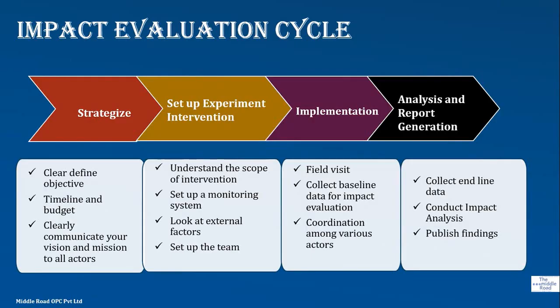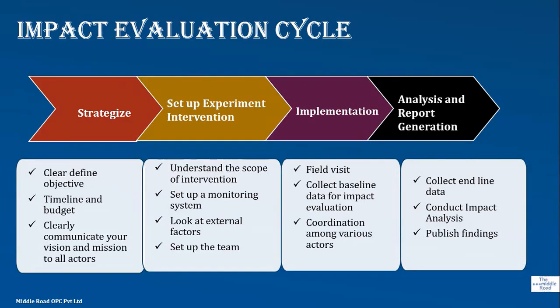So when we talk about impact evaluation, what is the cycle? First, we strategize. We'll also come to theory of change. We need to have a clear-cut objective. Basically, what do we want in the outcome? The outcomes usually are long term, so you have to be as clear as possible.